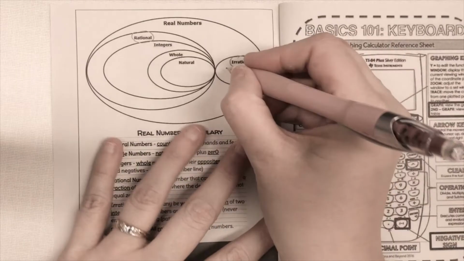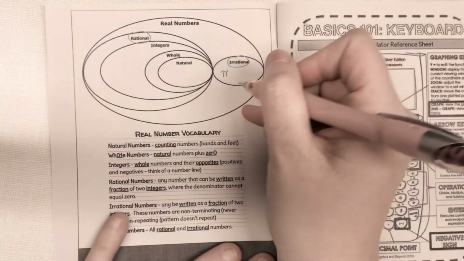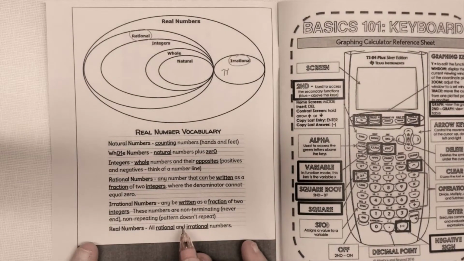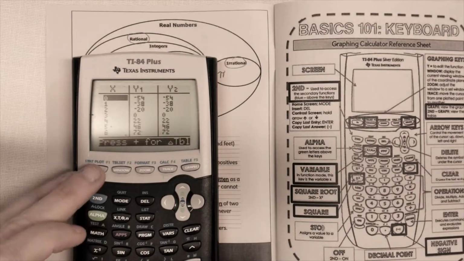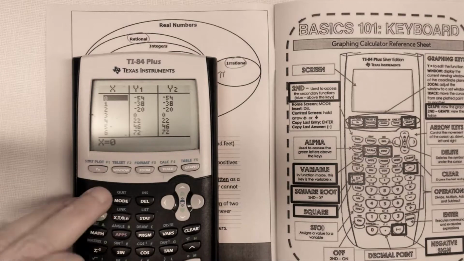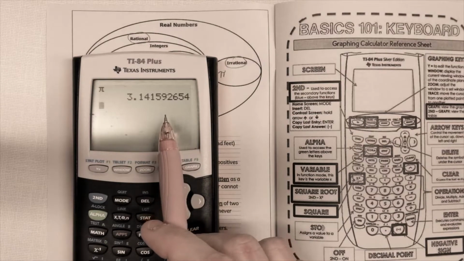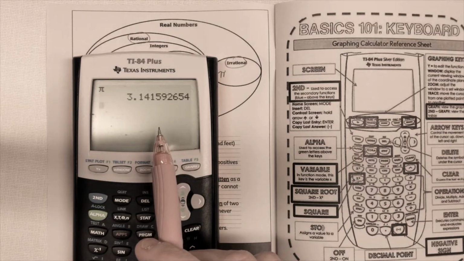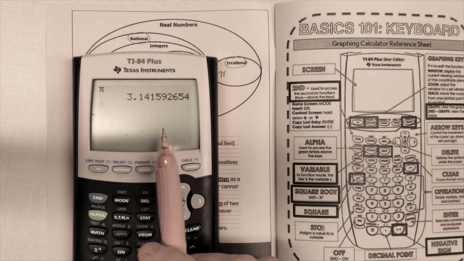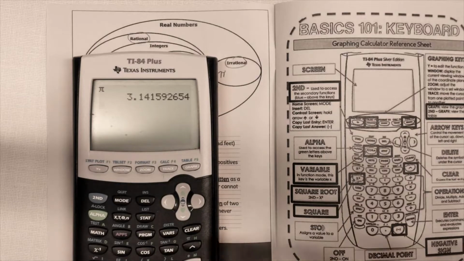Pi is an irrational number. And what irrational numbers mean is they're non-terminating, non-repeating. So if I put pi in my calculator, it gives me this. Pi goes on forever. It doesn't stop, okay? I don't think anybody's found an end to pi. So I cannot write pi as a fraction. We can approximate pi as a fraction, but we can't actually write pi as a fraction because it's not a fraction. It's a mathematical constant, okay?